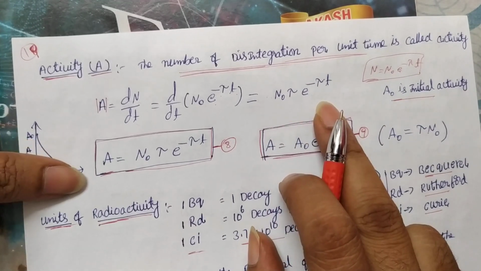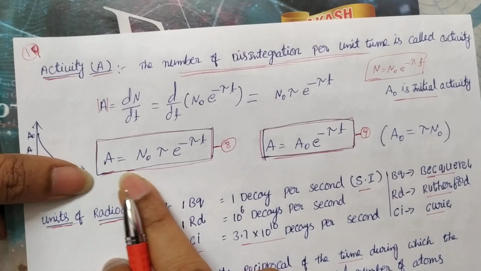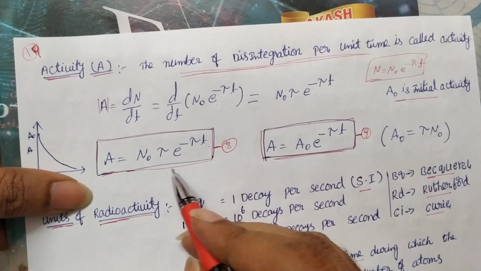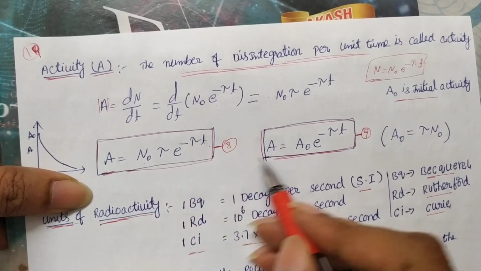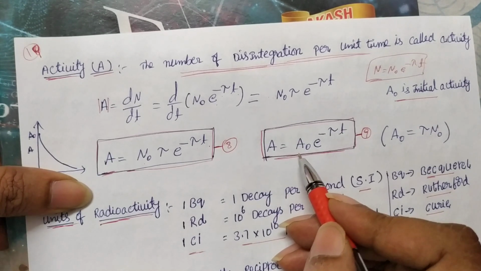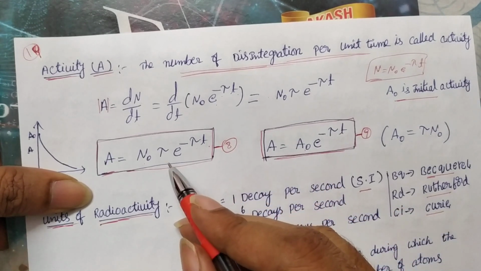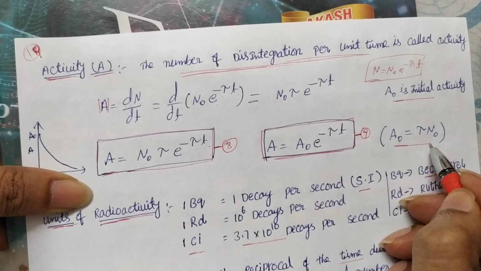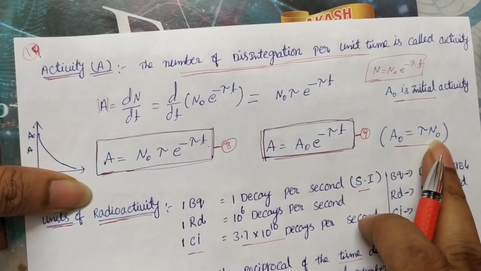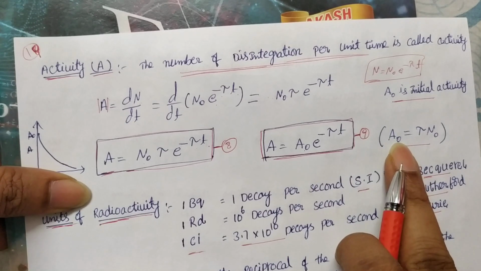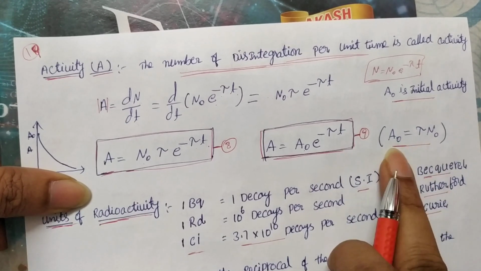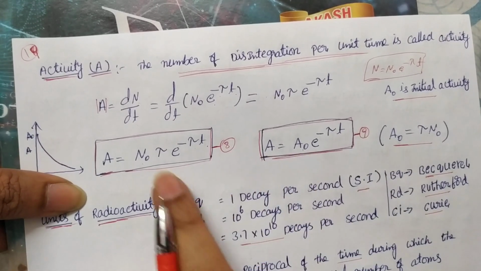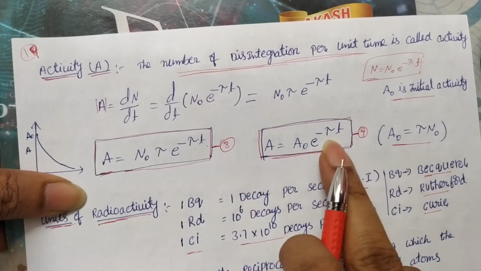So what is the relation for activity? You see, activity A is equal to N naught lambda, this equation only, e power minus lambda t. And what about this value? N naught into e power minus lambda t, that is N only now. So we can write that. Suppose you take the initial activity: N naught lambda is the initial activity. At the very beginning, if the number of nuclei is N naught, the number of nuclei disintegrated within 1 second is the initial activity. So we can write the activity after any time as A is equal to A naught e power minus lambda t, where A naught is N naught lambda.